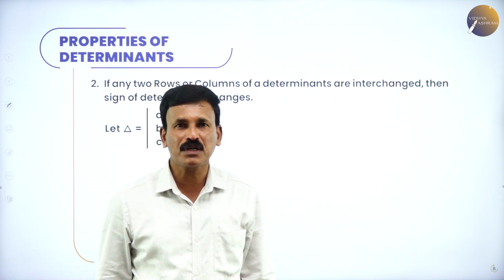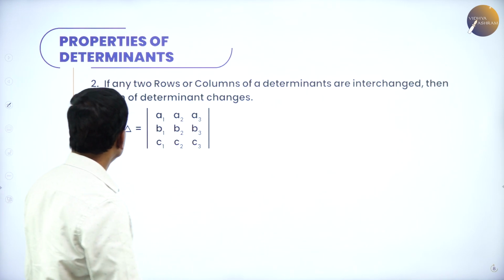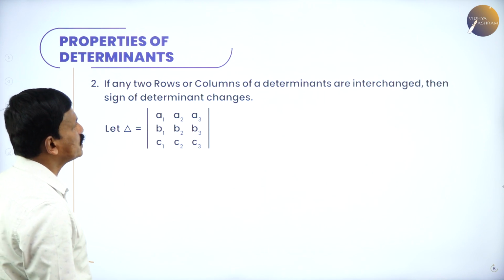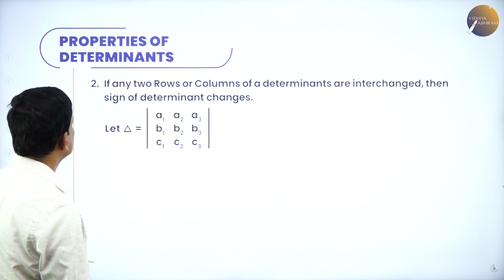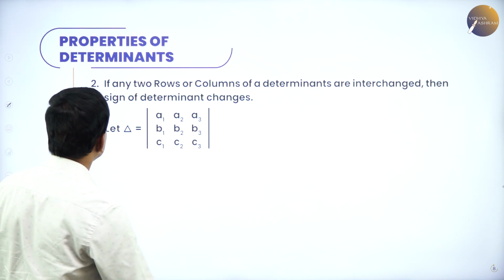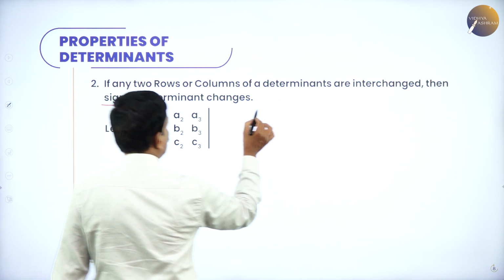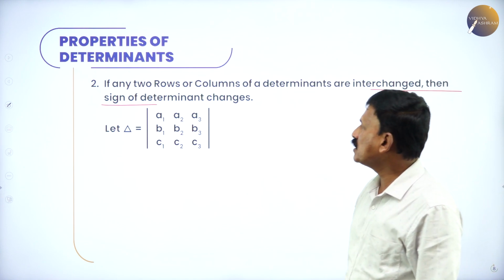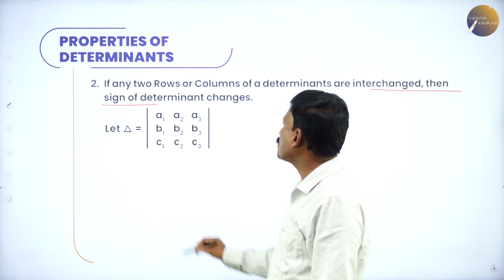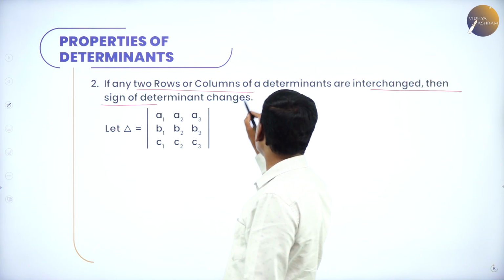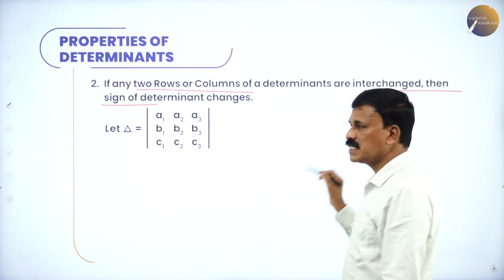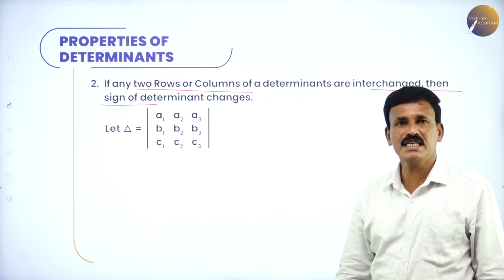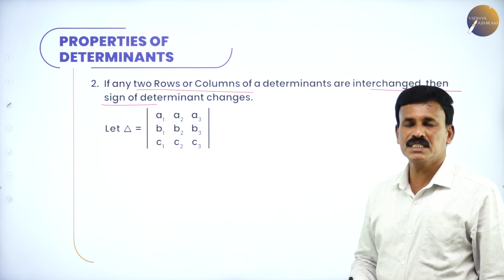Now, let us come to property number 2, the second property. What is property number 2? If any two rows or columns of a determinant are interchanged, then the sign of the determinant changes. Actually, the meaning of the statement is that if any two rows or two columns of a determinant are interchanged, then the value of the determinant changes in its sign.